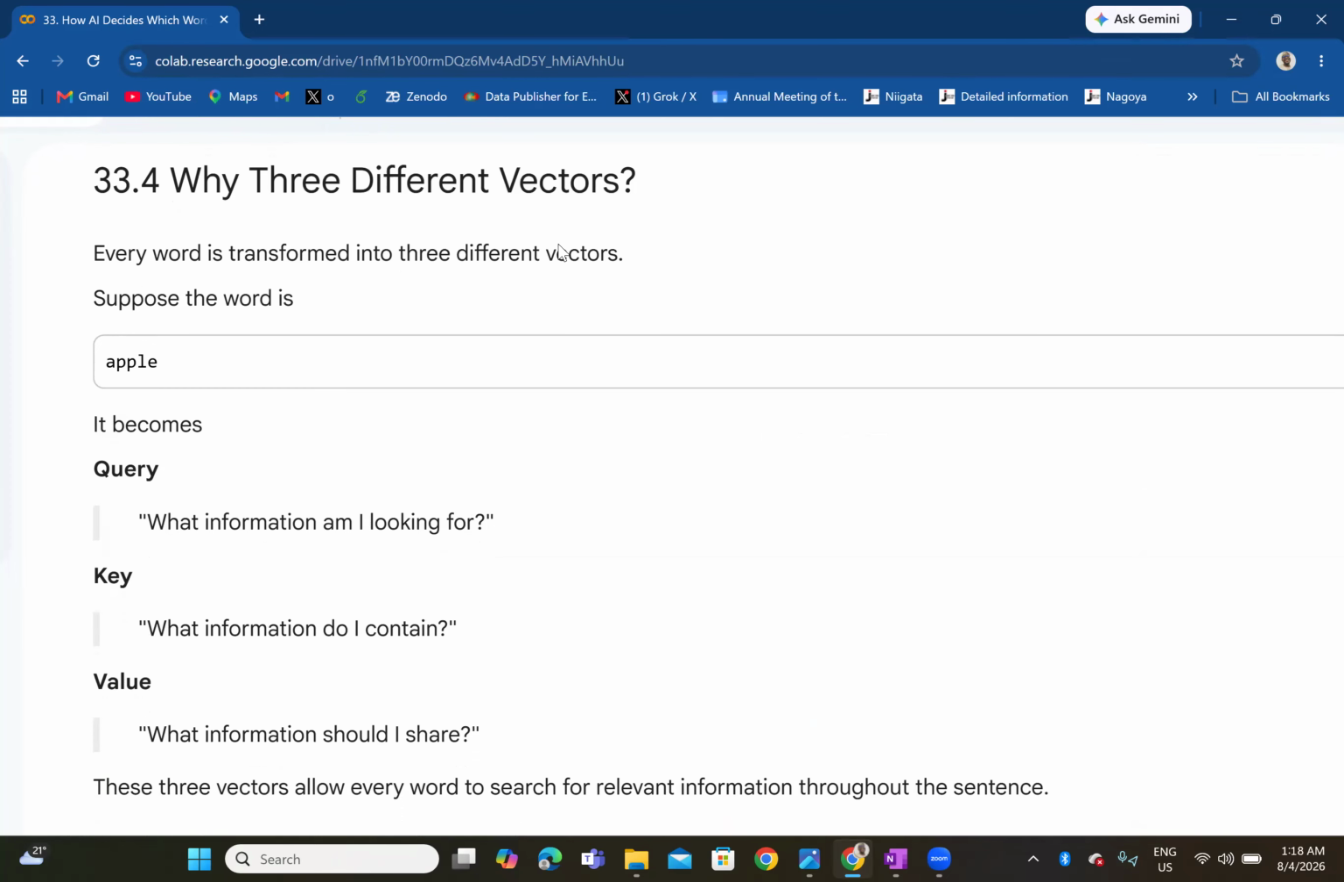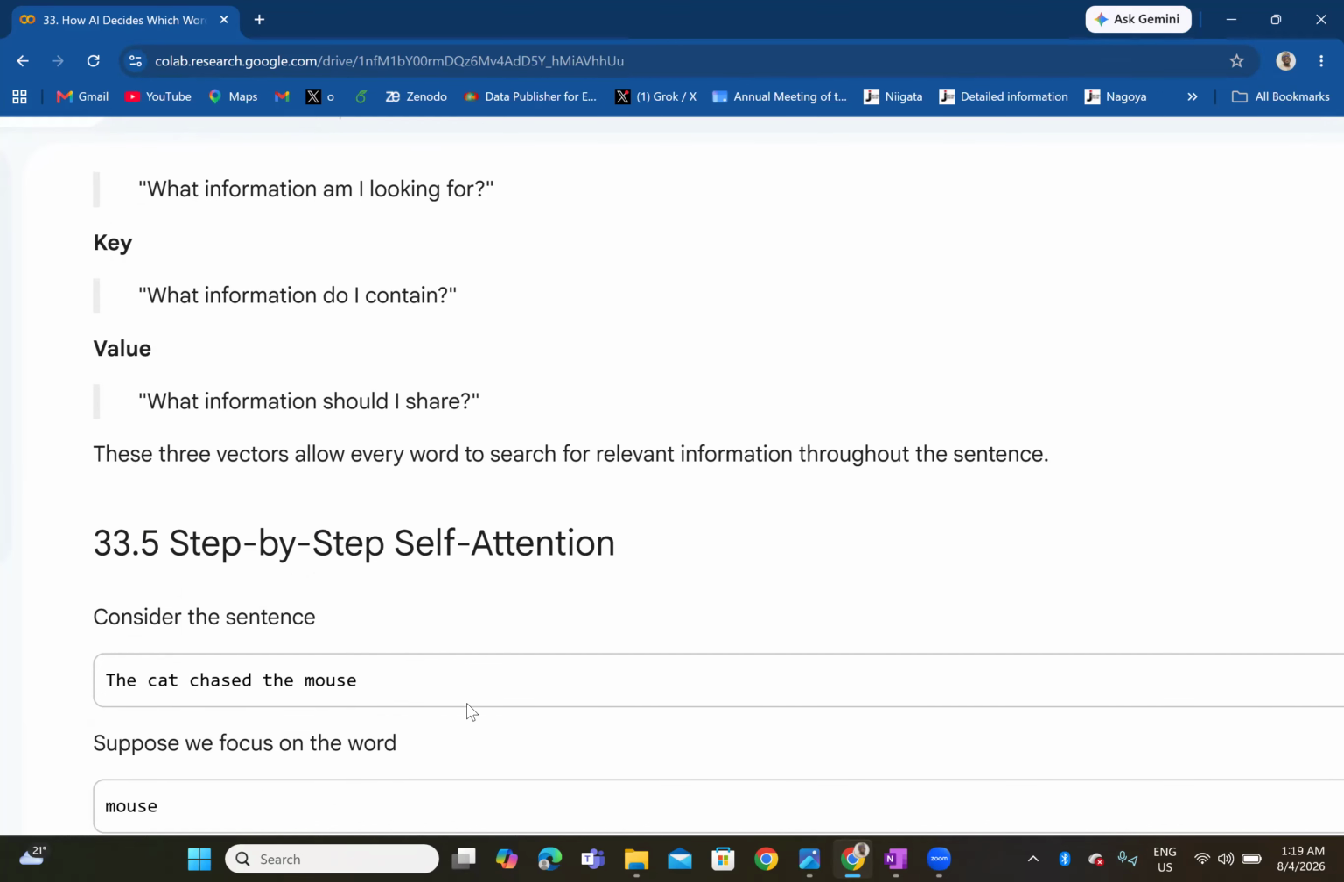Now, why do we need three different vectors? Each word is transformed into three different vectors. Suppose the word is apple, it becomes the query, what information am I looking for? Then the key, what information do I contain? And value, what information should I share, depending on what is being looked for and what is available to share. These three vectors allow every word to search for relevant information through the sentence. So always a query, what we are looking for, a key, what is available, and the value, what should be shared out of what is available as it relates to the original query.